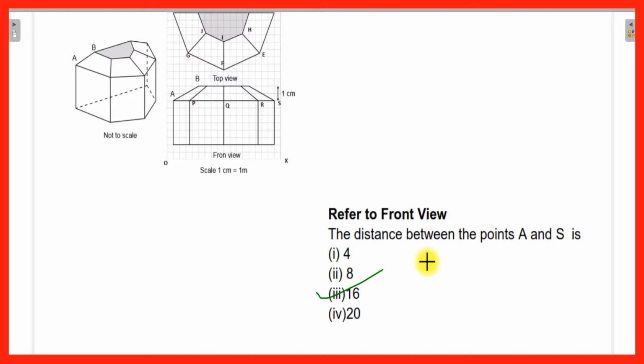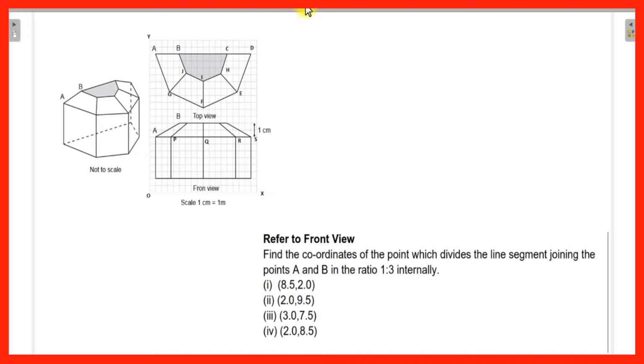Such simple questions will be asked to you in the examination, but there is a figure, there is something different, and therefore it creates a panicky situation. So very simple questions are there. So just move to the next question.